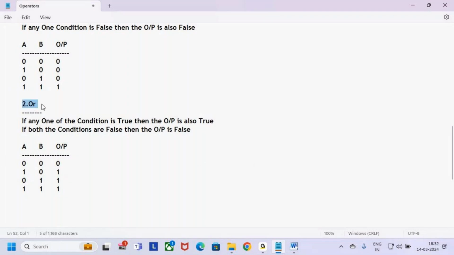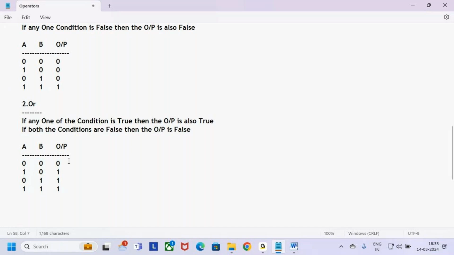So in the OR operator, when we get the output as true means if any one of the conditions is true, whatever the conditions you are going to define here, these are the two conditions, guys. A is my first condition, B is my second condition. Any one of the conditions is true, then automatically we'll get the output as true. When we get the output as false in the OR operator is whatever the conditions you are defining, if both the conditions are false, then the output is also false.